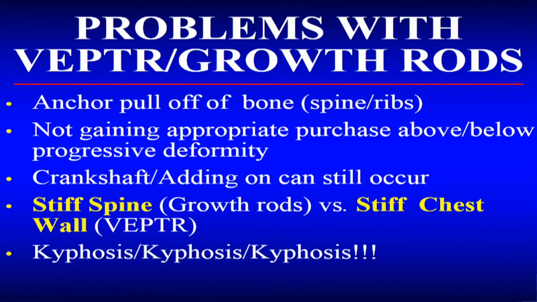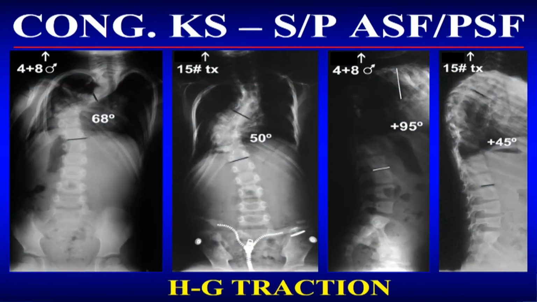There are problems though with any kind of growth device. Obviously there's anchor pull-off we must worry about. Not getting appropriate perches above and below with progressive deformity, as with that patient I showed you with the severe neck abnormality. Crankshaft or adding-on can still occur. And whether you use growth rods and produce a stiff spine or vectors and produce a stiff chest wall, you have to pick your poison, because neither one of these is ideal. And kyphosis is always our enemy with any kind of growing device.